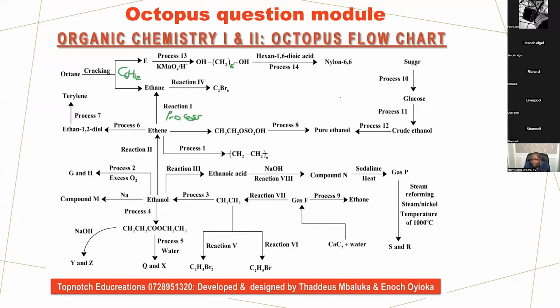Then we have sugar to glucose. What is that one? Hydrolysis. We first of all convert a complex sugar to a simple sugar, that is hydrolysis. Then sugar to crude ethanol is fermentation. Don't confuse the two. Most books only say sugar to ethanol, but there is an intermediate step. First of all, you hydrolyze sugar to glucose.